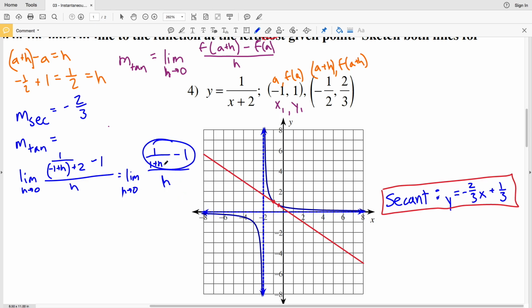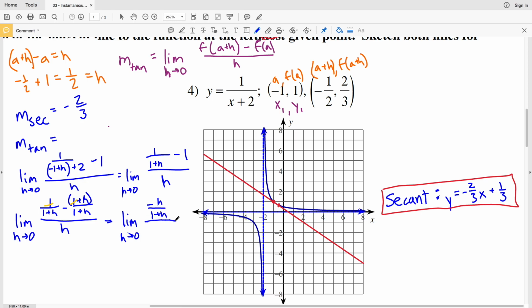Now, in order to combine the terms in my numerator, I'm going to put them over a common denominator. So I'll have the limit as h approaches 0 of 1 over 1 plus h minus 1 plus h over 1 plus h, because 1 plus h divided by 1 plus h is 1, and that 1 was subtracted. And remember, this is all over h. So that's going to be the limit as h approaches 0 of 1 minus 1 plus h. You can see that my 1's will cancel out, and I'll be left with subtracting h, so that's going to be negative h over 1 plus h all over h.